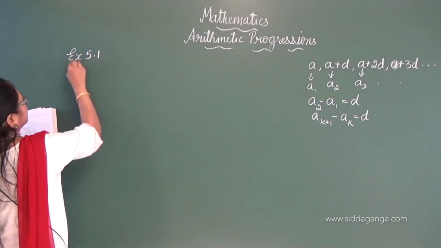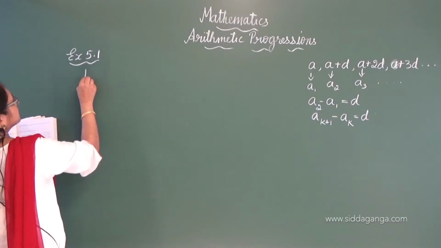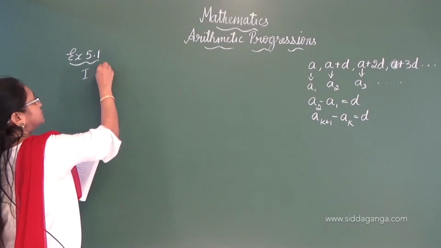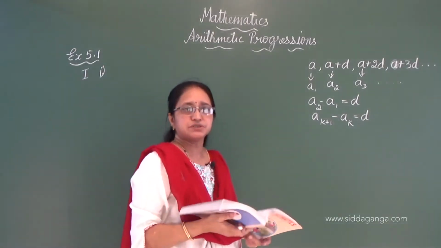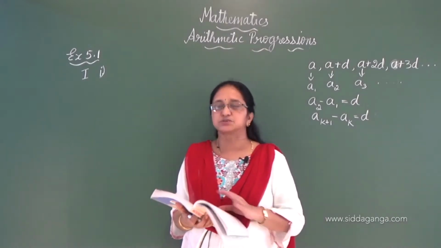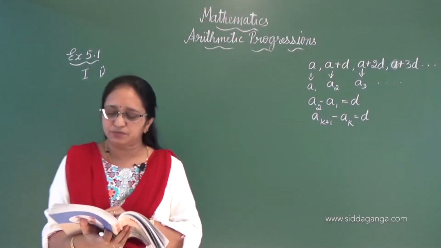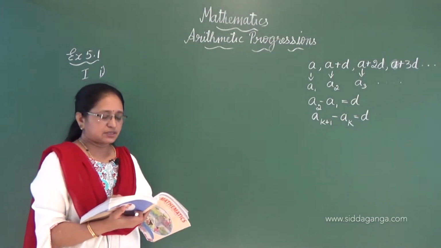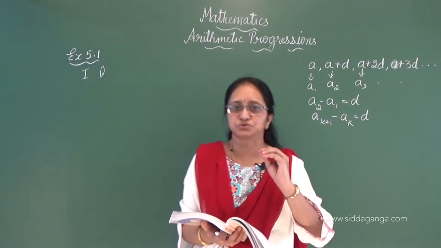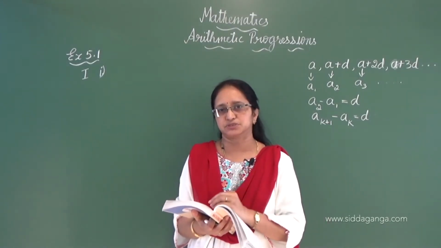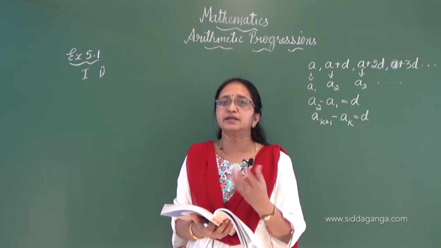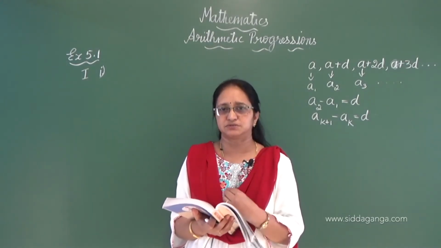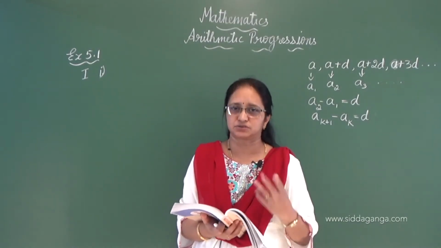Exercise 5.1, the first question. Now I will read out the question. In which of the following situations does the list of numbers involved make an arithmetic progression, and why? Here they have given a few situations. You have to study each situation, understand it properly, and then decide which situations are in arithmetic progression and which are not, and you have to give the reason also.